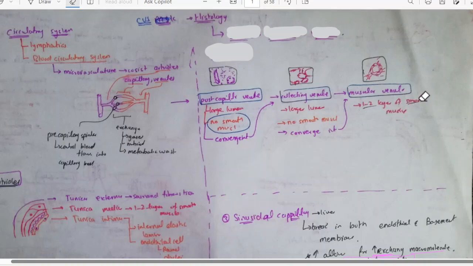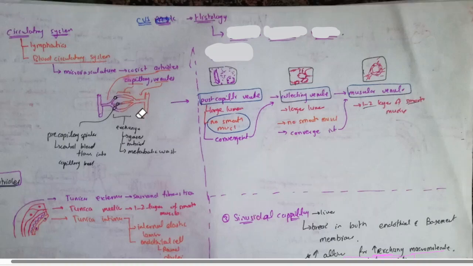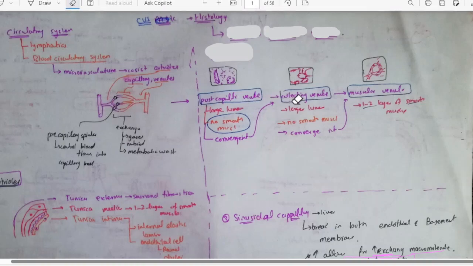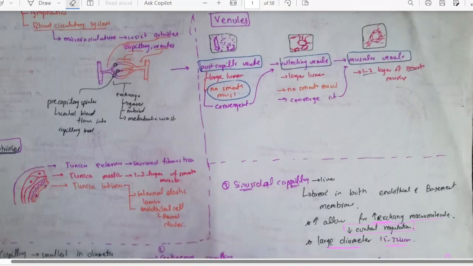So you have to understand first the post capillary venule, then it combines to form the collecting venule, and then it combines to form the muscular venule. Okay. So now we will discuss the histology of the venule.